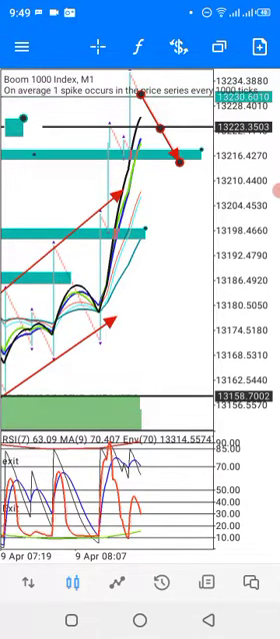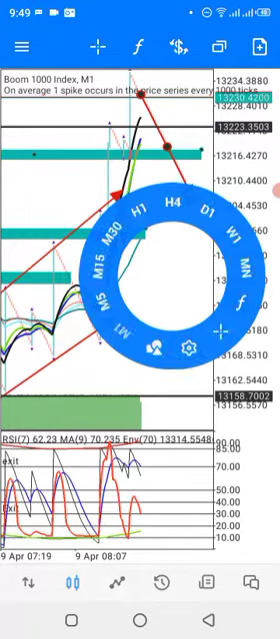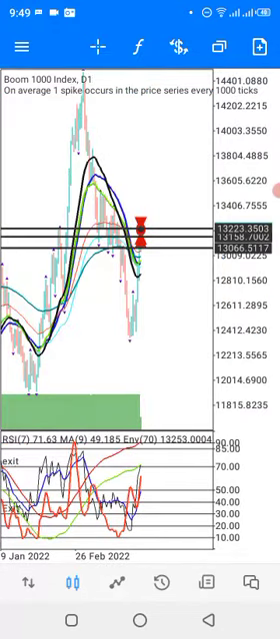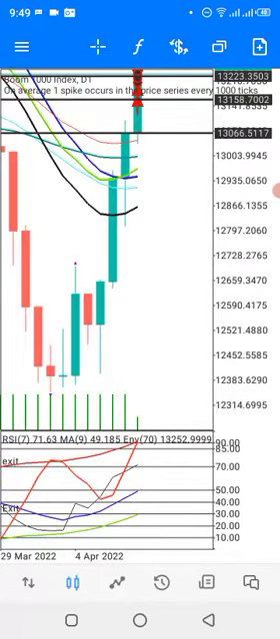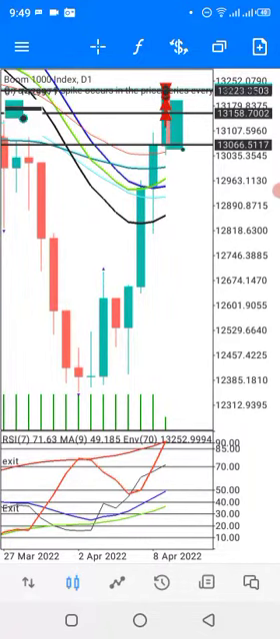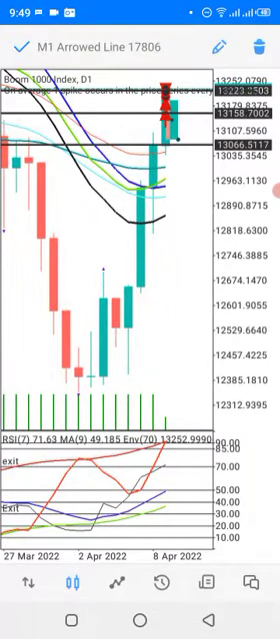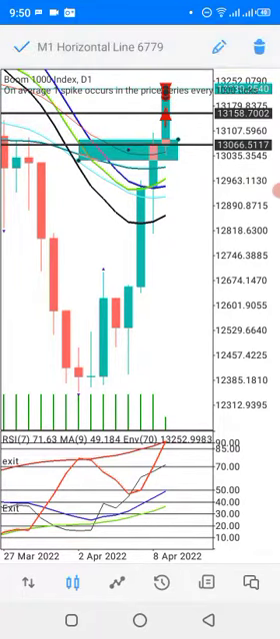This is my resistance level, that this trend will not go. This downward trend will not go further than this. There will be a reversal. Because when you go to the daily time frame, let me zoom it a bit. This is the daily time frame. Let me take this one out. This is my daily time frame.